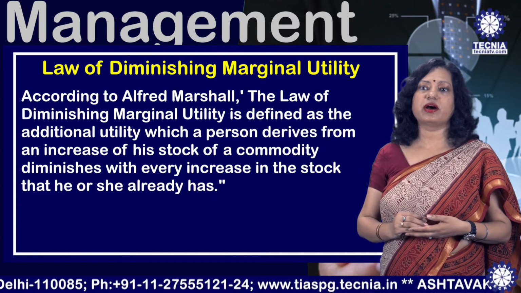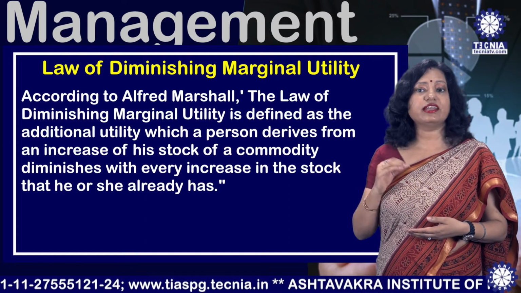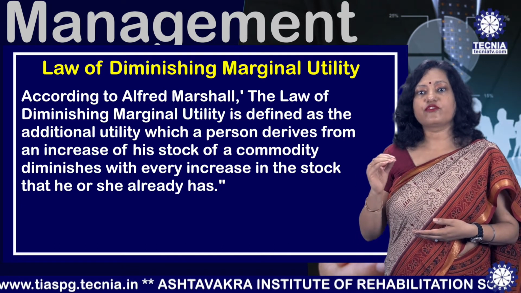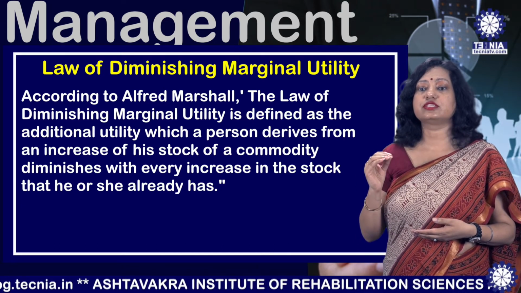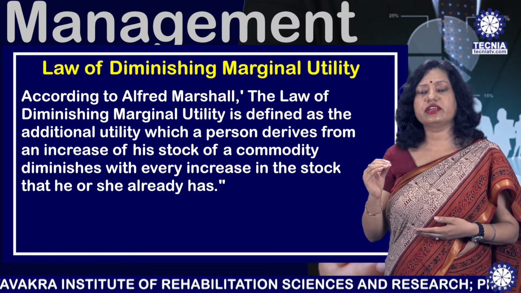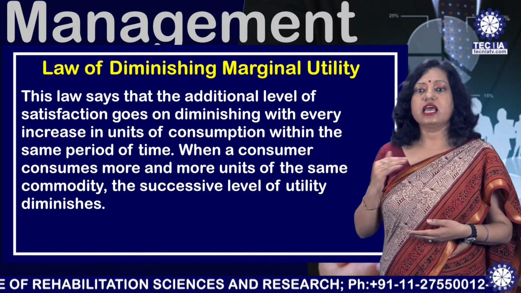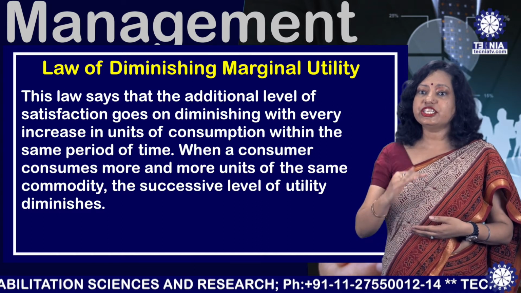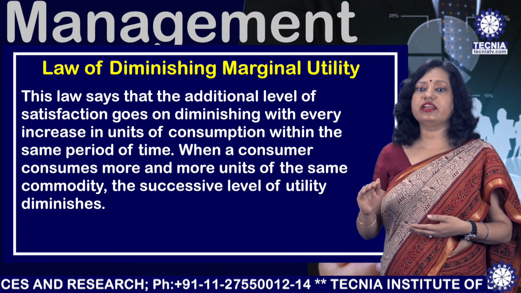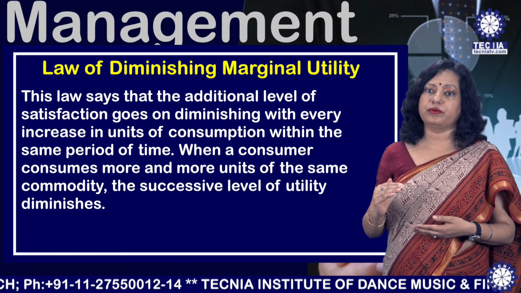According to Alfred Marshall, the law of diminishing marginal utility is defined as the additional utility which a person derives from an increase of his stock of a commodity diminishes with every increase in the stock that he or she already has. The law states that the additional level of satisfaction goes on diminishing with every increase in units of consumption within the same period of time.